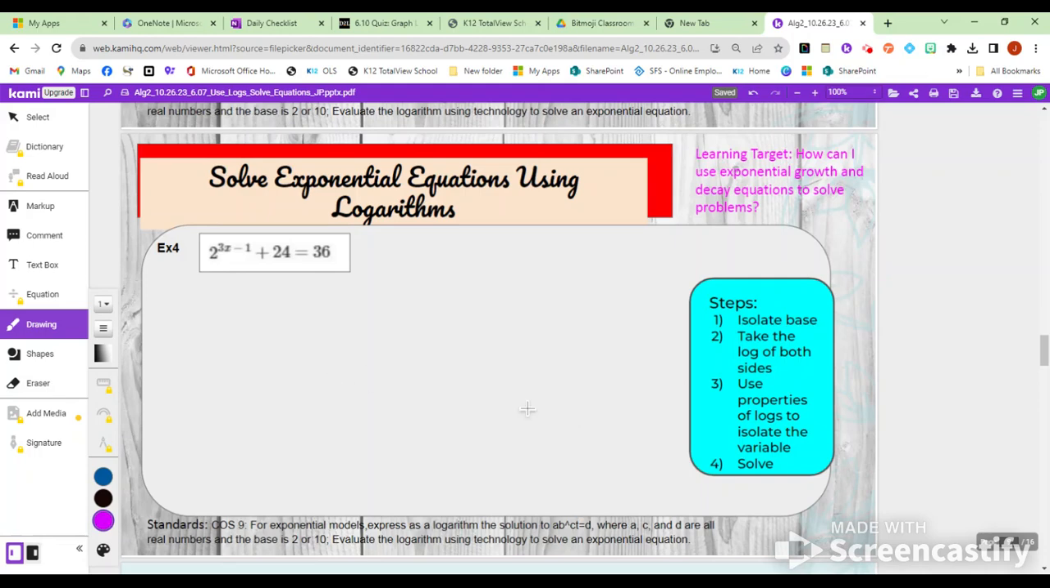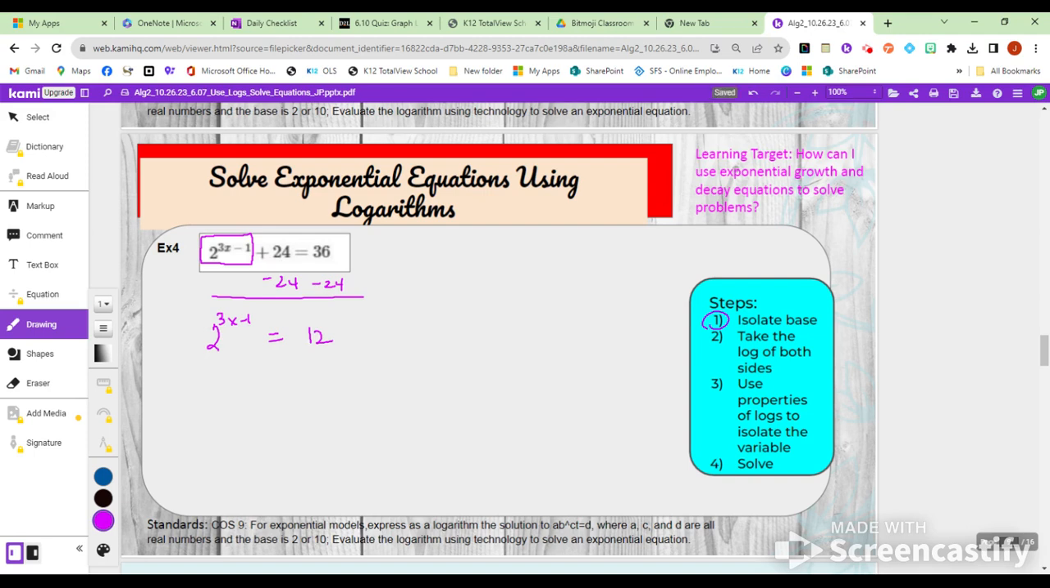All right, last example, example 4. So isolating our base. This one's just a little bit harder. It's got some more steps. So this 2 to the 3x minus 1 is my base, and I want to get it by itself. So I'm going to subtract 24 from both sides. That's going to leave me with 2 to the 3x minus 1 is equal to 36 minus 24, which is 12.